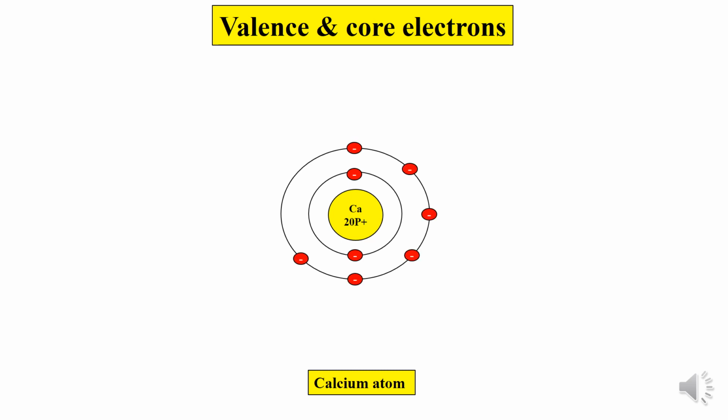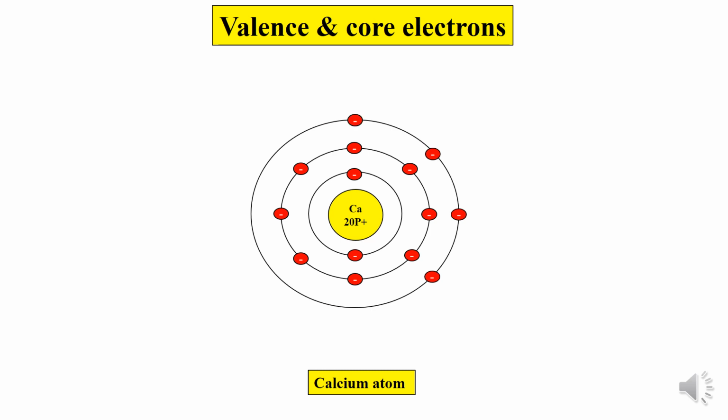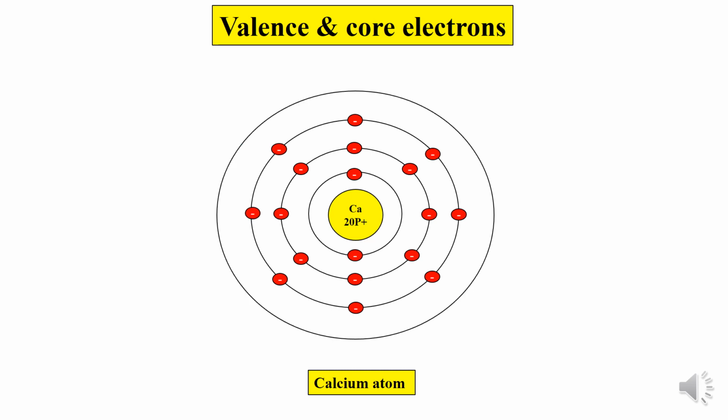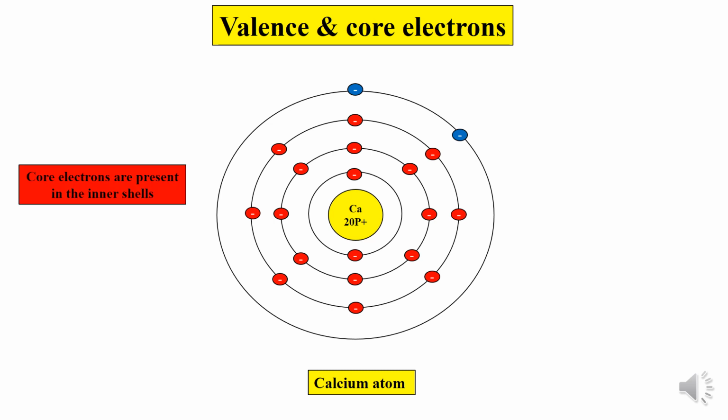which contains 8 electrons. This is followed by the third shell again containing 8 electrons. This is followed by the fourth shell containing 2 electrons. Now the electrons highlighted in the red color are the core electrons.